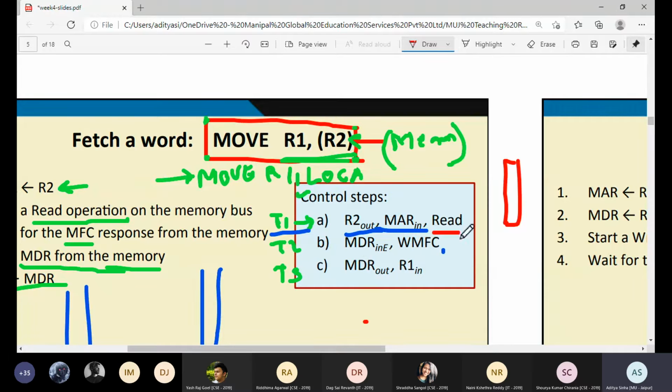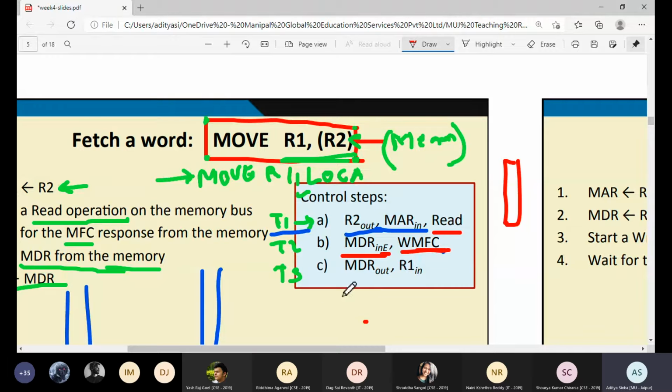Then you issue a read signal. Then MDR in E will be activated. It will be E because from MAR the data has to be read. It will wait for some time. What is W? W is wait. MFC is the wait signal which we have to accommodate for the delay which is there in reading the data from the primary memory.